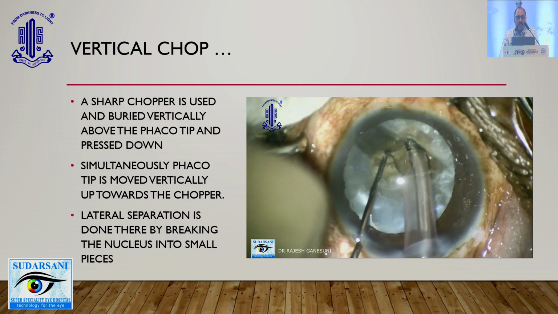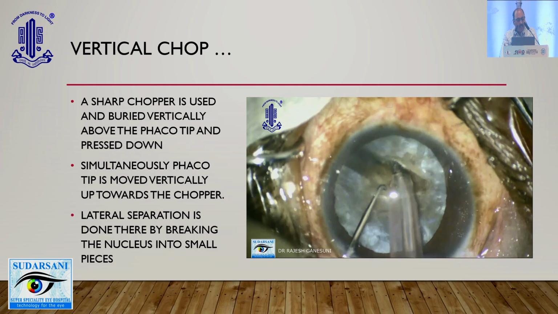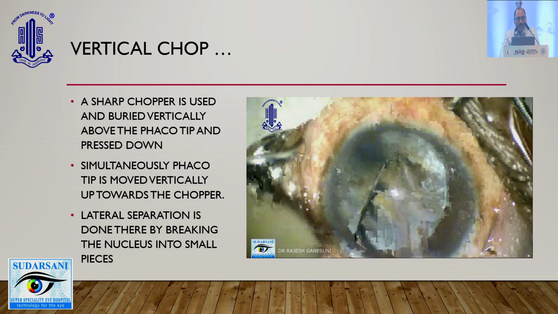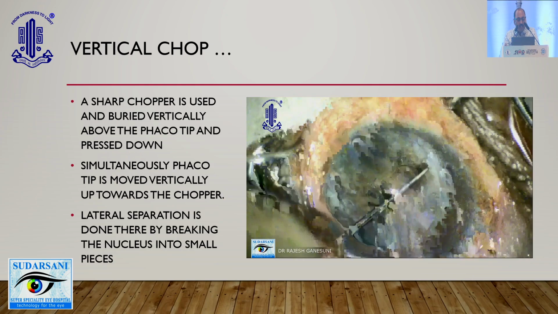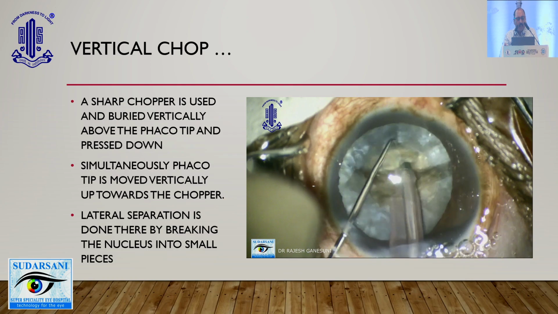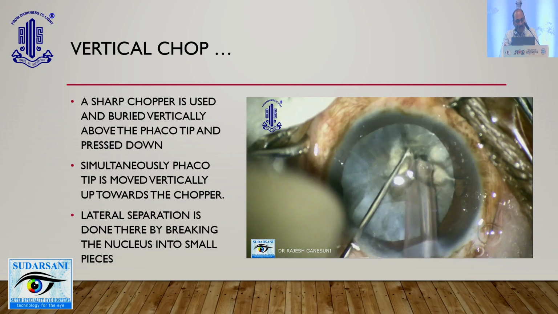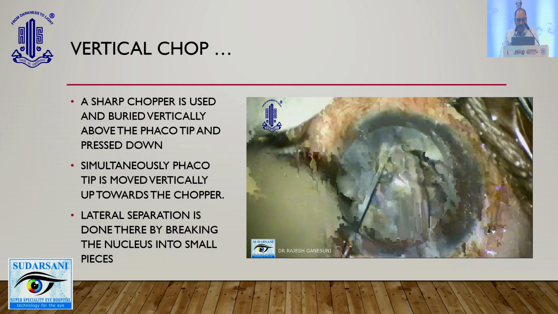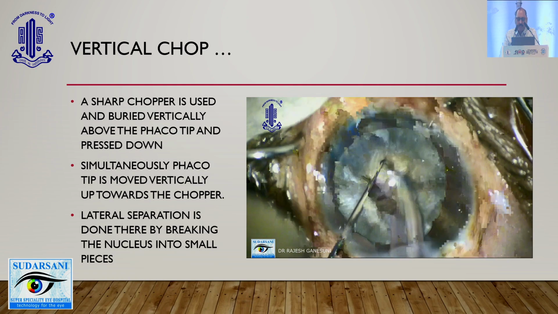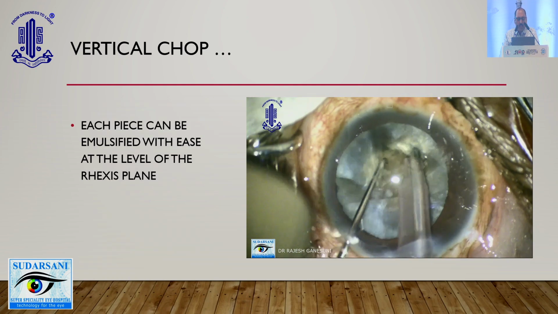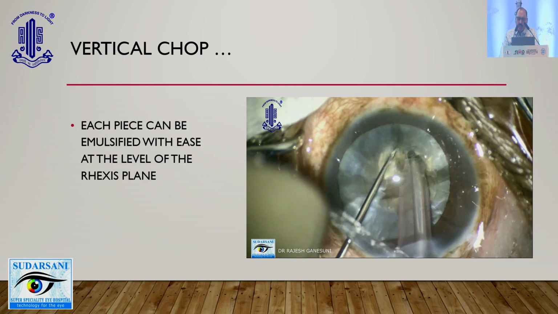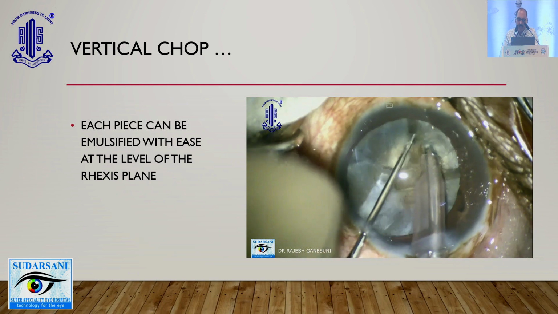A sharp chopper is preferable, and this is used to bury vertically above the phaco tip and press down. Simultaneously, the phaco tip is moved vertically up towards the chopper. Lateral separation is done, thereby breaking the nucleus into smaller pieces. And each piece can be emulsified with ease at the level of the rhexis plane or at the pupillary plane.